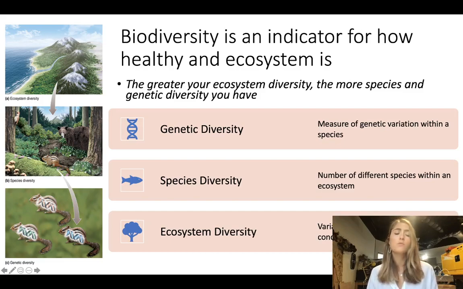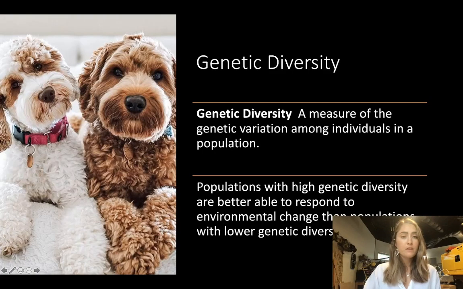I'm going to talk about these in more detail too, but genetic diversity is just a measure of the genetic variation within a species, so we'll dive deeper into that. And then species diversity is the number of different species within an ecosystem. So first, let's look at genetic diversity.